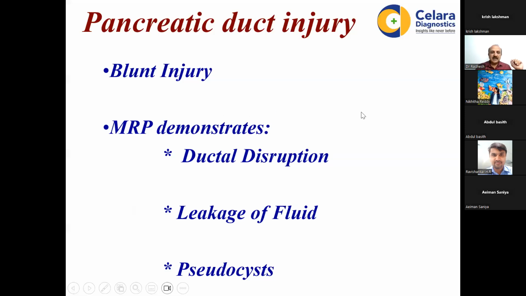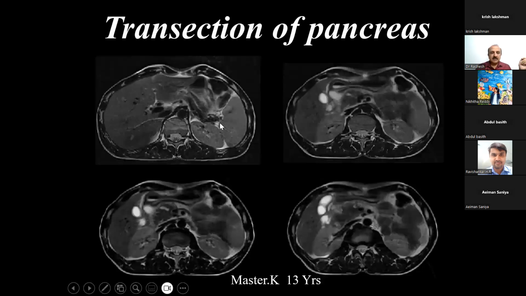Now, pancreatic duct injuries also can be beautifully picked up. This was a patient who had pancreatic ascites. The ascitic fluid showed elevated levels of amylase and lipase. So if you see this, this is the pancreatic duct. You see, this is where the disruption is, and this is where it is leaking. So you can pick up the site of the leak very well. And is there a disruption of the duct? So it is definitely better than CT when you look at pancreatic duct injuries.